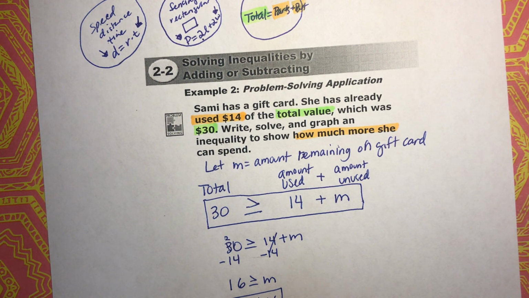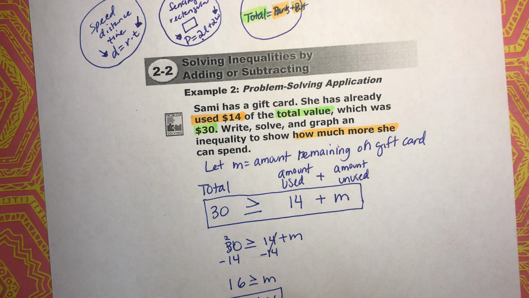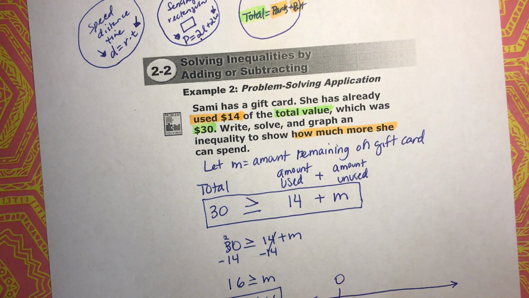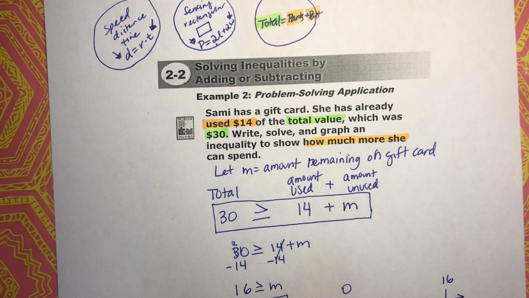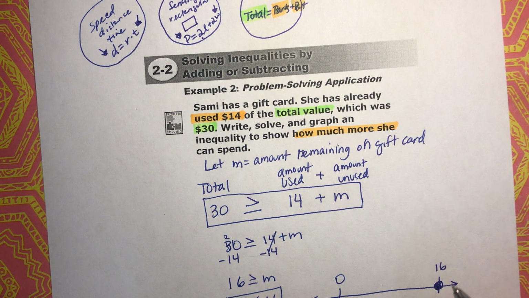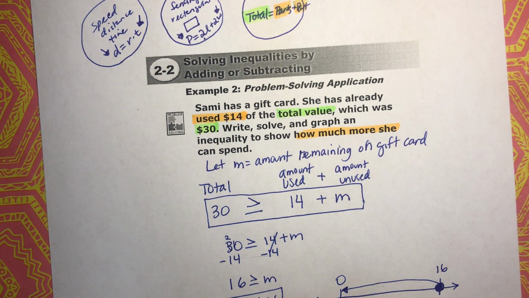So this really means that the amount unused is less than or equal to 16. So how much more can she spend? Well, she can spend up to $16. So I'm going to graph that here. I'm going to have my 0, and then I think I'm just going to make a 16. And then what's my circle? Is it going to be closed? Well, it can include 16. So it's going to be a closed circle, and then it's everything less than 16 going that way.